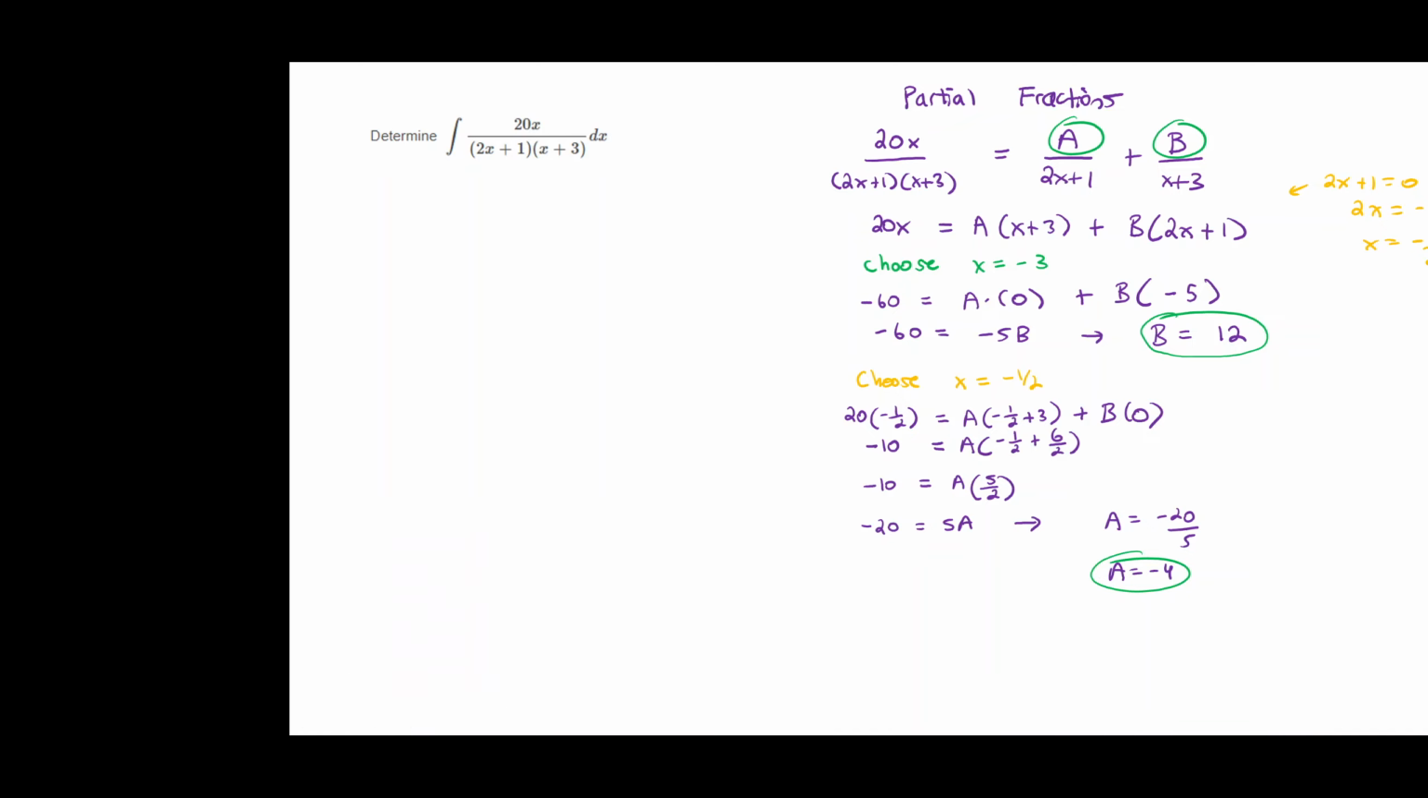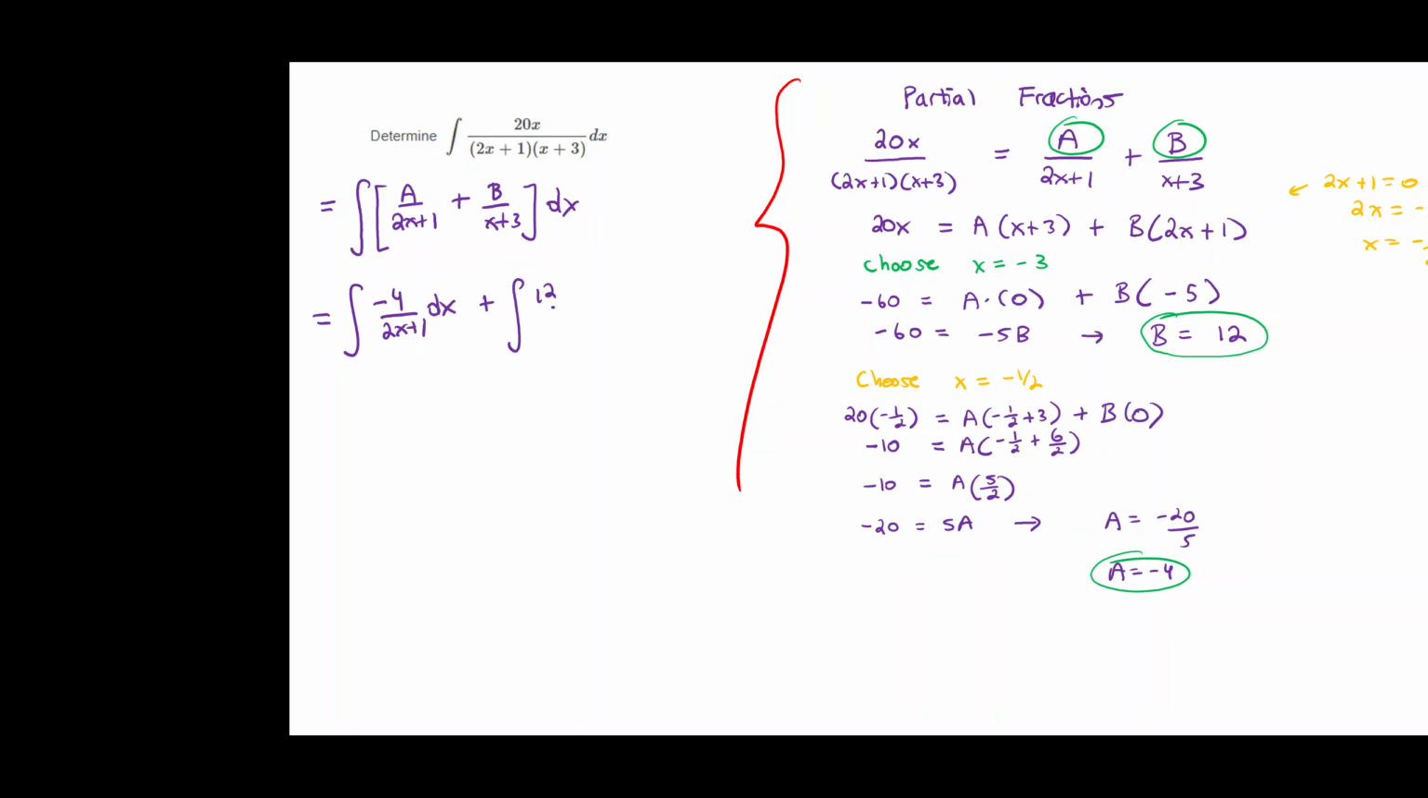And what we do with this is we substitute in what we just found, a over 2x plus 1 plus b over x plus 3, for our values of a and b, into our integral. So this becomes the integral of a over 2x plus 1 plus b over x plus 3 dx, and then sub in the values that we found just now for a and b. So a we found was negative 4 over 2x plus 1. And then we have a second integral, plus integral of 12 over x plus 3.